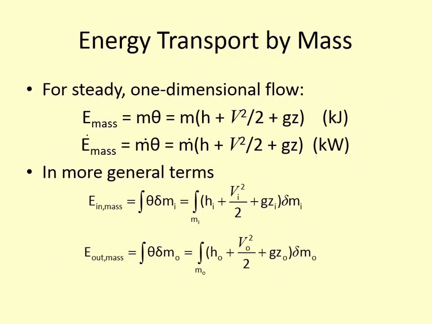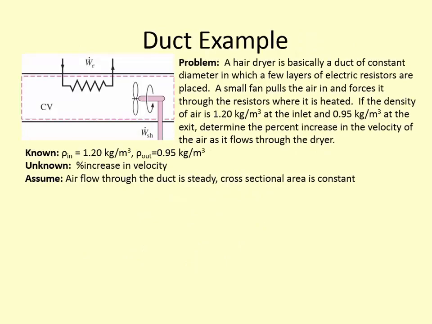So this energy can be transported by mass. This change in energy of the system, or this E of the mass, is equal to m times theta, or we can look at it in terms of change per time, which would be an E dot. And then the general correlation equations, which are in integral form, which we don't get into a lot in this class, but there they are for your reference, and those are in your book as well.